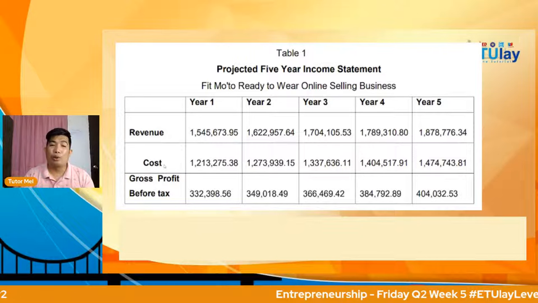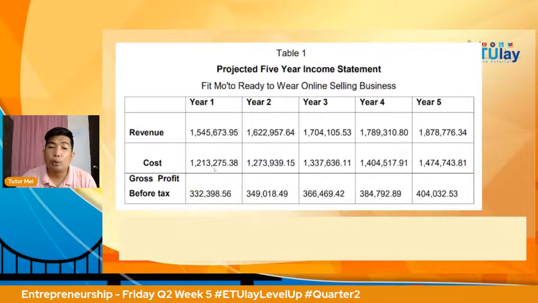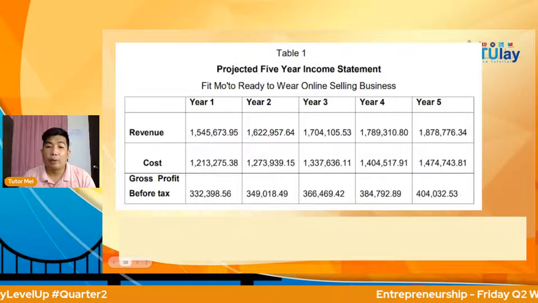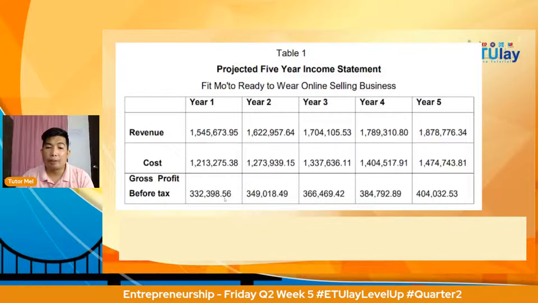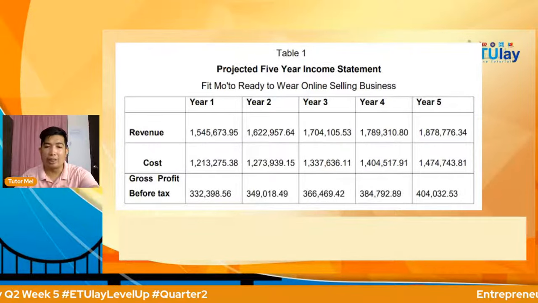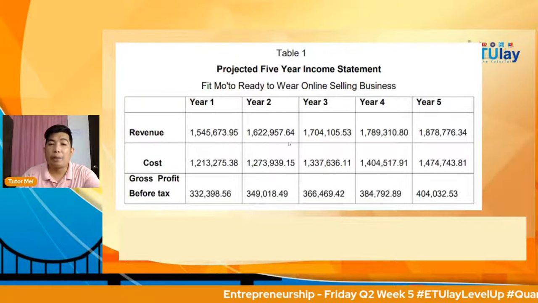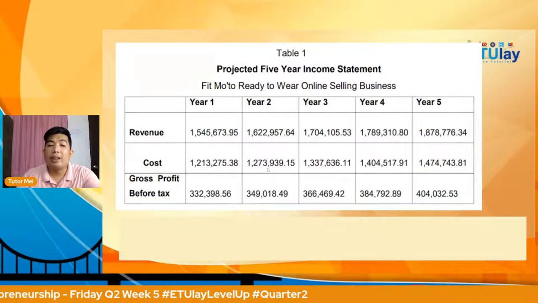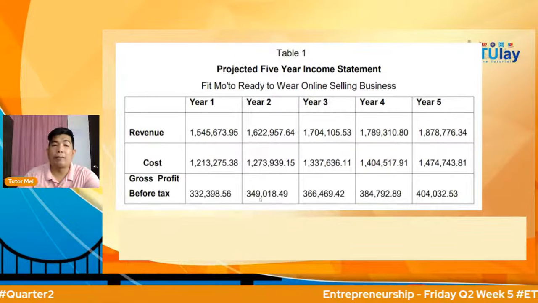1,545,673.95. At ang kanya namang cost, yung kanyang expenses na na-incurred, ay 1,213,275.38. So, ang kanyang gross profit, before tax, ay 332,398.56. Pagdating ng year 2 naman, kumita naman siya, may sales siya or revenue na 1,622,957.64 at mayroon siyang expenses or cost na 1,273,939.15 at ang kanya namang gross profit before tax ay 349,018.49.